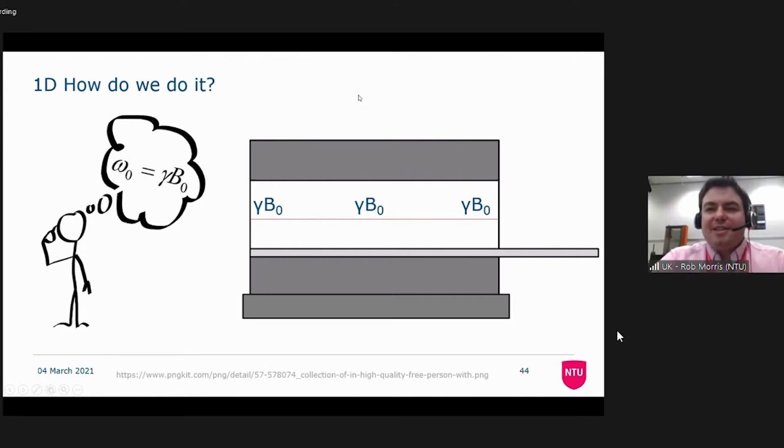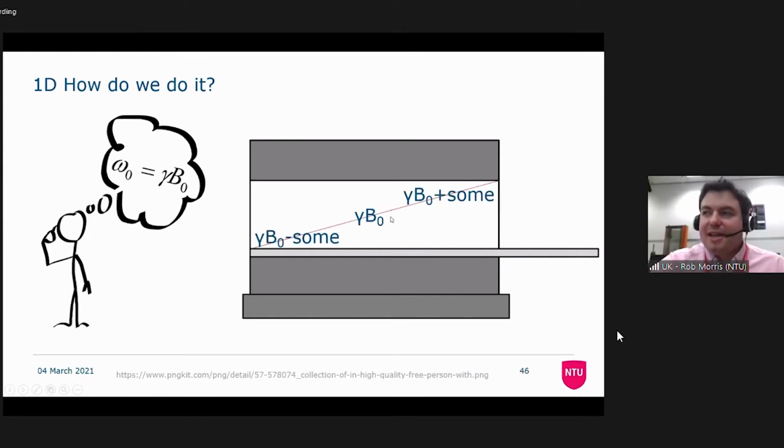So what we need to do, knowing that the stronger the field is, the faster our spins will precess, is come up with some way to make it so that everywhere in the scanner is not gamma B0. It doesn't matter at the moment what it is, as long as it's not gamma B0, because if we can work out what it is and where it is, then we can back calculate to get everything else.